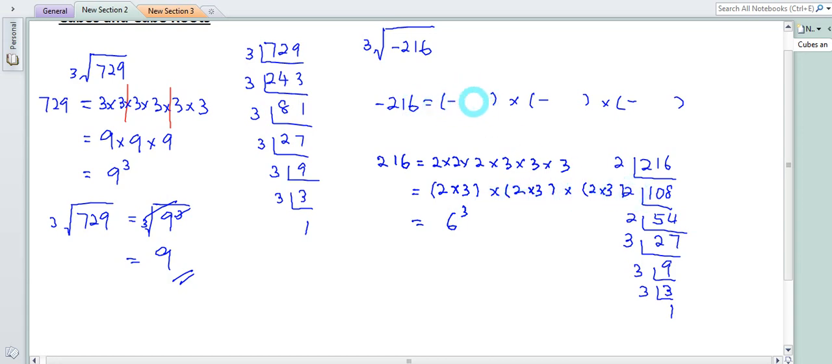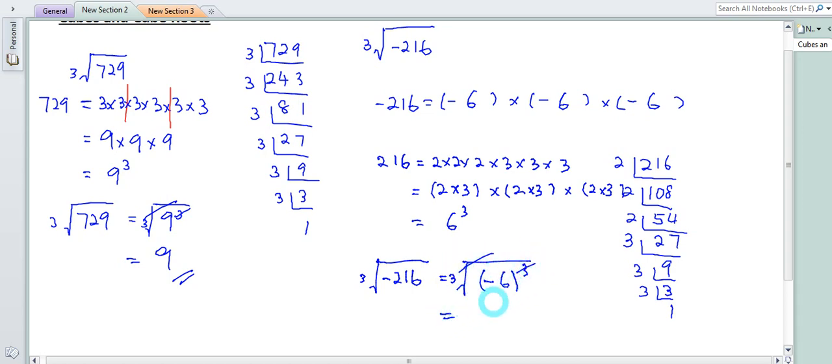From here I know that negative 216 is equal to negative 6 times negative 6 times negative 6. Negative, negative, it becomes positive, right? Positive, negative, it will go back to negative. Now I go back to the cube root of negative 216. And I know negative 216 is actually negative 6 to the power of 3, right? So this answer is negative 6.